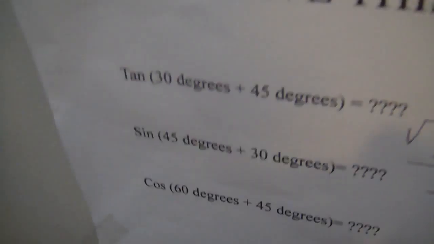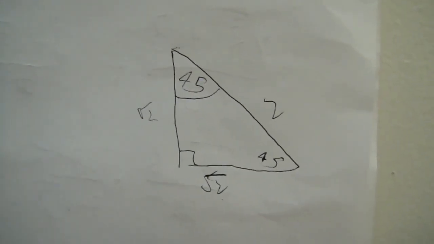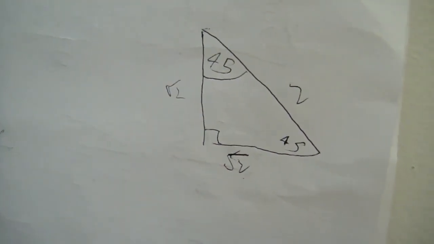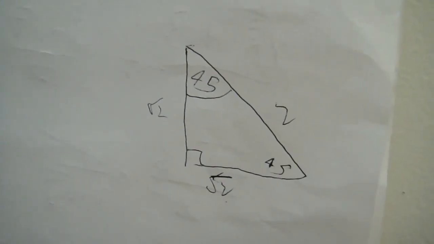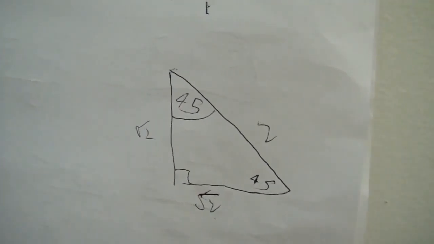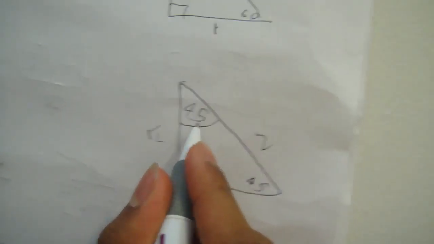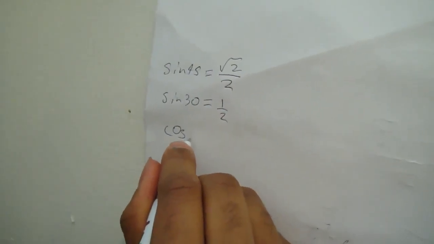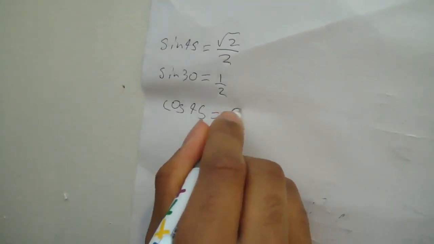Now let's look at cosines. Okay, what would cosine of 45 be? What is cosine actually? Cosine, as a matter of fact, is adjacent over hypotenuse. And so, adjacent would be rad 2 and hypotenuse is 2. So, cos of 45 would be rad 2 over 2.